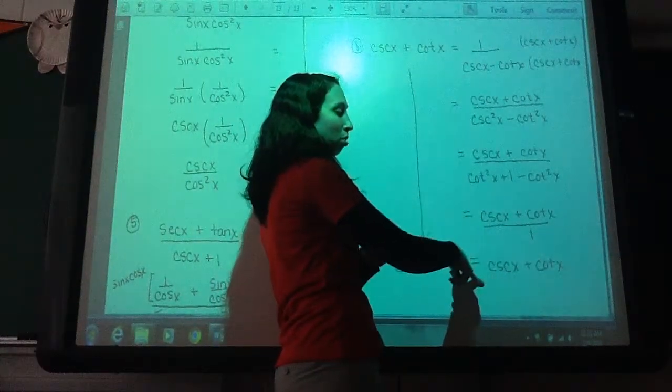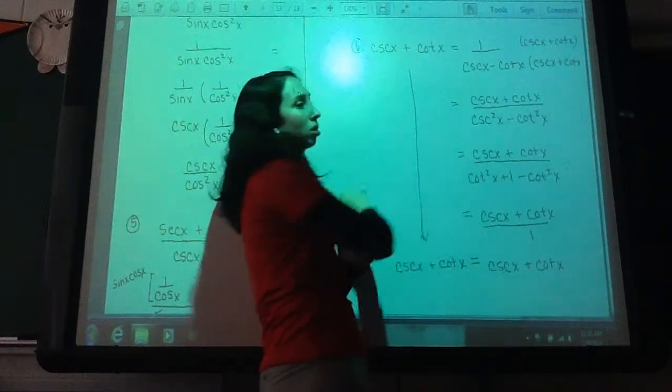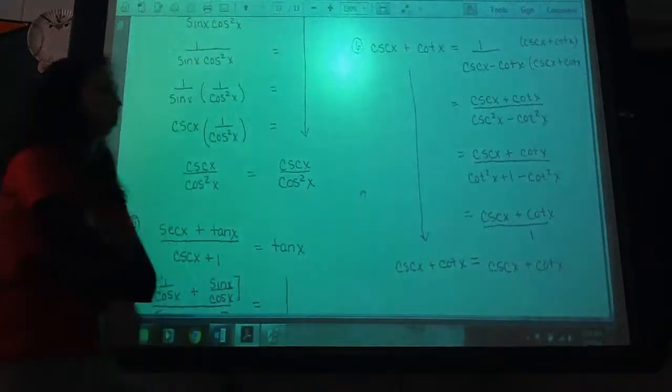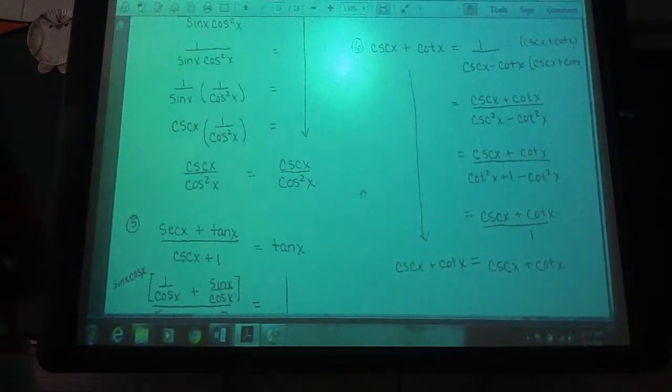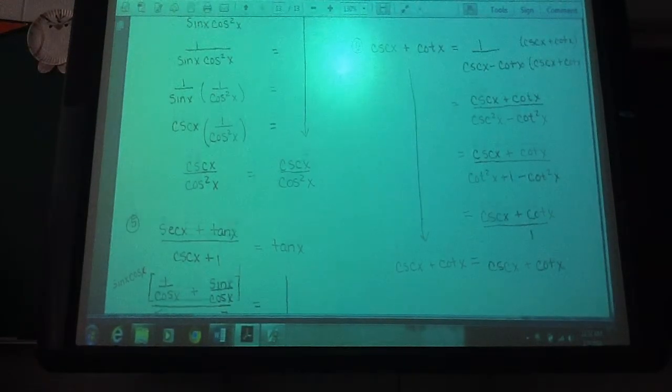Cotangent over 1 is the same as just saying cosecant plus cotangent, which is what the left hand side wanted. Hold on, so just to make sure, cotangent squared plus 1 is equal to cosecant squared? Yes. And tangent squared plus 1 is equal to secant squared? Yes. Okay, so cotangent squared plus 1 goes with cosecant, and tangent squared plus 1 goes with secant. I remember that. The co's go together. I remember that because that funny song taught us.